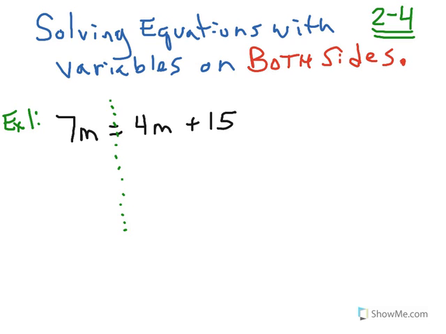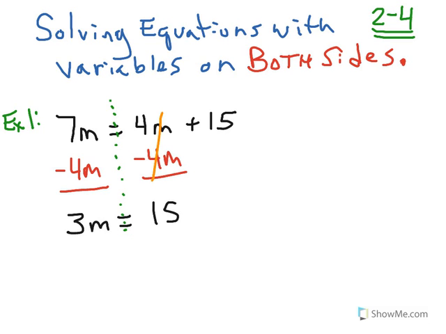In this case, I want to get the 4 collected over by the 7. So I'm going to do the inverse operation. It's a positive 4m, I'm going to do a minus 4m. Remember, whatever you do to one side, you have to do to both sides. So we do that, and we subtract 4m, and on this side we end up with a 3m. Equal sign is still there. These guys are crossed out, just like before, and we still have the 15 there.